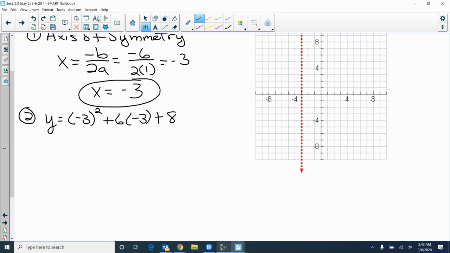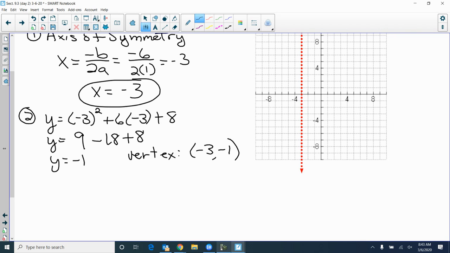Did you figure out what it is? Negative 1. All right, you got negative 1. We agree? Because that's 9 minus 18 plus 8. So I get y equals negative 1. So my vertex is negative 3 for the x, negative 1 for the y.